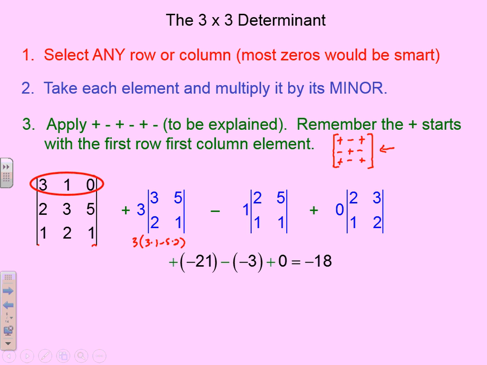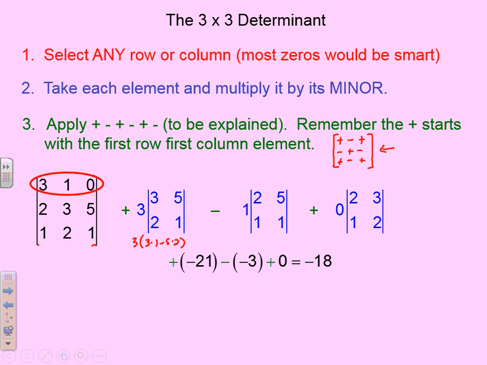And we're going to do the same thing with the other two minors. 2 times 1 minus 5 times 1 gives me a negative 3. And really, it doesn't matter what the minor gives me on the last one, because the idea is that it just gives me a 0. So 0 times anything is 0, so I don't really care what the minor simplifies to be at the last one.